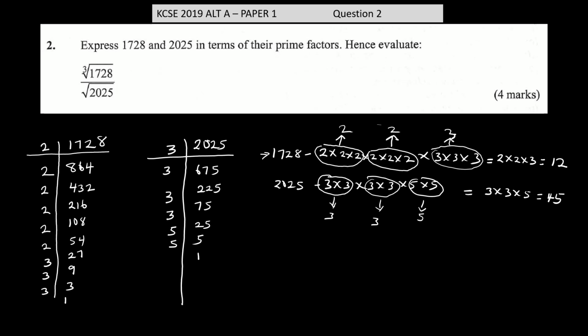The question states we should find the cube root of 1728 divided by the square root of 2025. We already know that the cube root of 1728 is 12, and the square root of 2025 is 45. So we now have 12 over 45. 3 in 12 is 4, and 3 in 45 is 15. So the answer is 4 over 15.